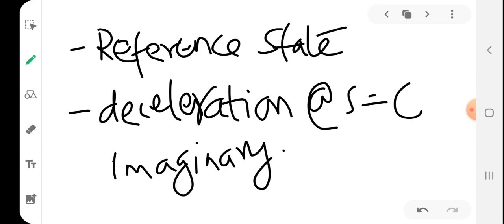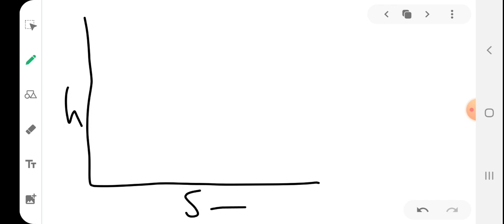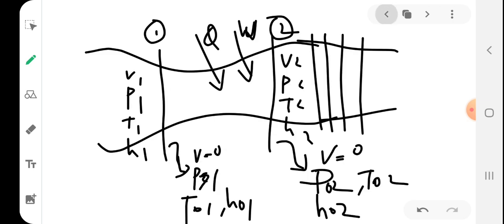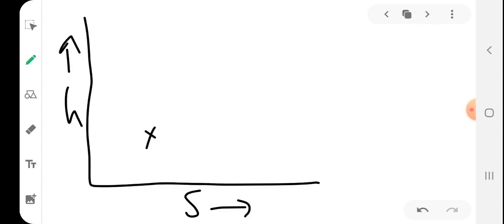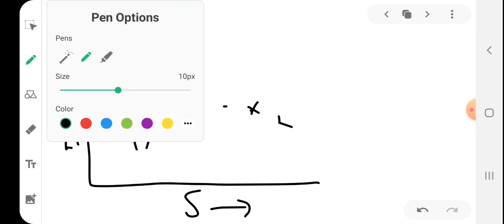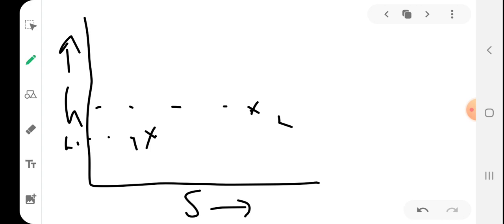Okay, so I can show this in an HS diagram, enthalpy entropy diagram. So this is section 1, this is section 2. Corresponding to section 1 and 2, H1, H2 are the enthalpy, P1, P2 are the pressure. So I am marking this H1 here, this is state 2, H2. The corresponding pressure lines are drawn like this.